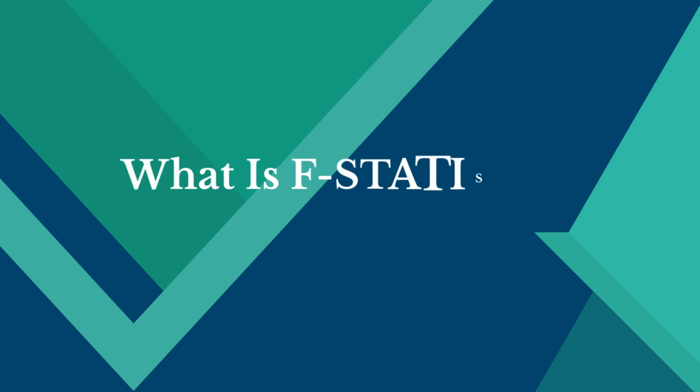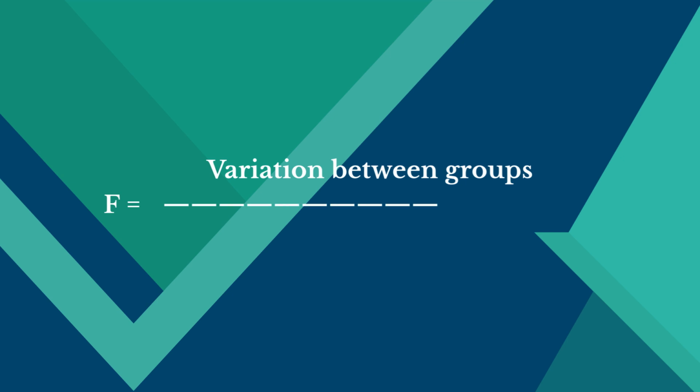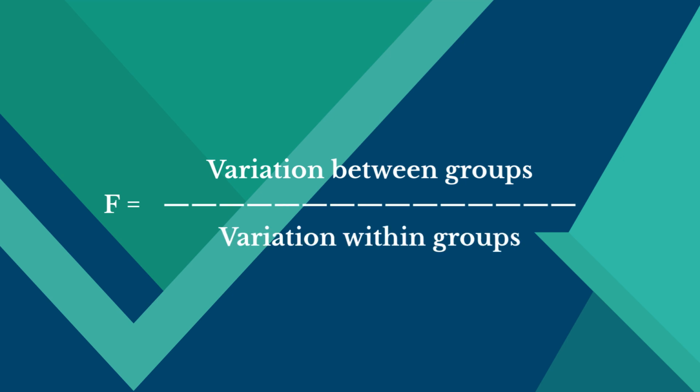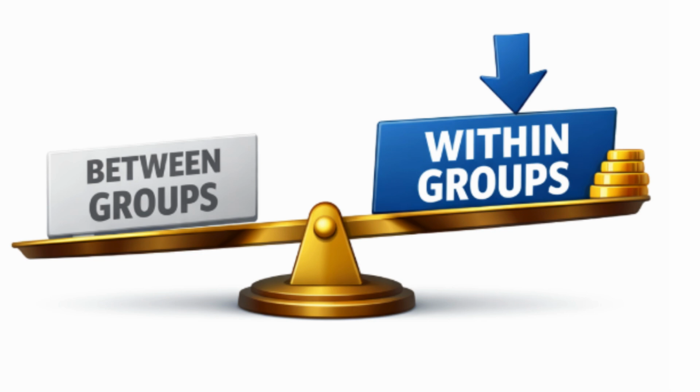So, how does ANOVA turn this intuition into a number? It uses something called the F-statistic. The F-statistic is simply a ratio: variation between groups divided by variation within groups. In simple terms, a large F value means group differences dominate noise, and a small F value means noise dominates differences.